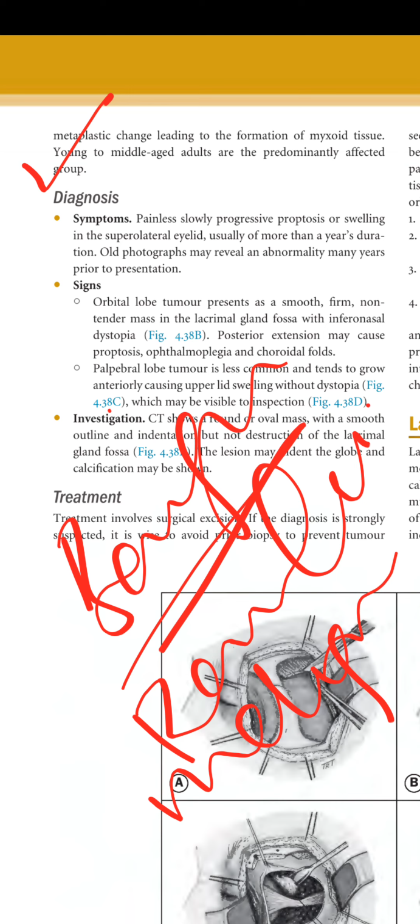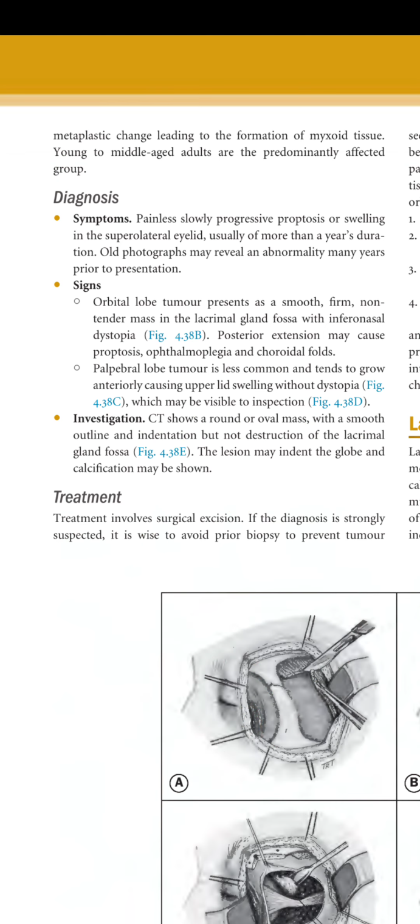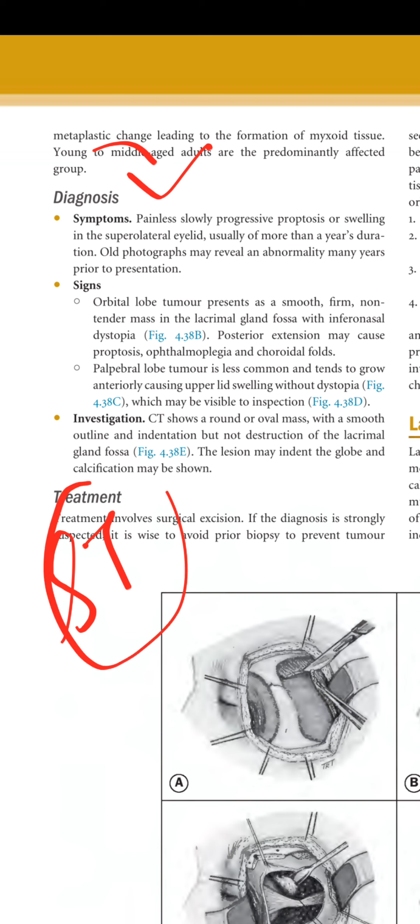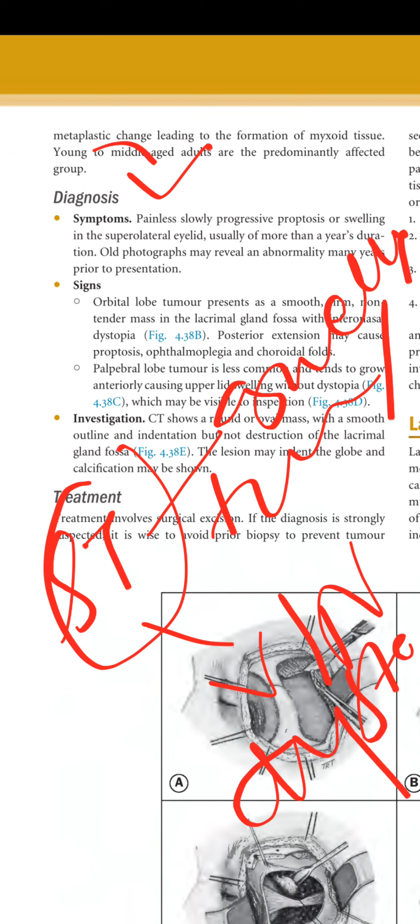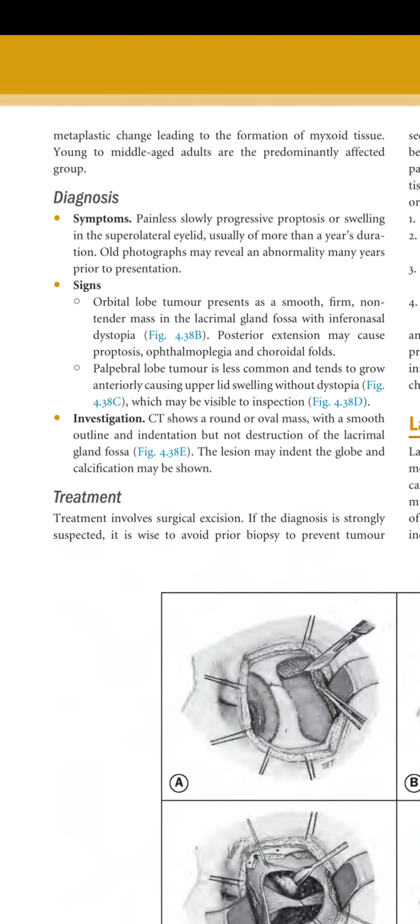So the symptoms are painless, slowly progressive proptosis or swelling in the supralateral eyelid, usually of more than a year's duration. Old photographs may reveal an abnormality many years prior to the presentation. So there is a proptosis. Remember that the lacrimal gland is present in the supratemporal area. So whenever there is a swelling or any kind of tumor, it will cause infranasal dystopia. The eye will move inferior and to the nasal side.